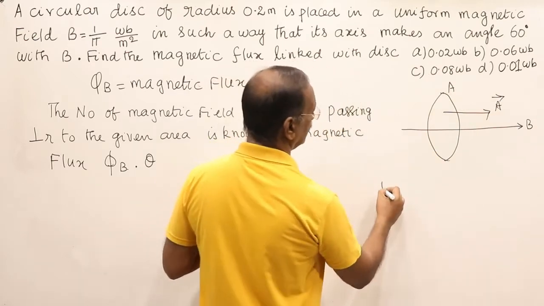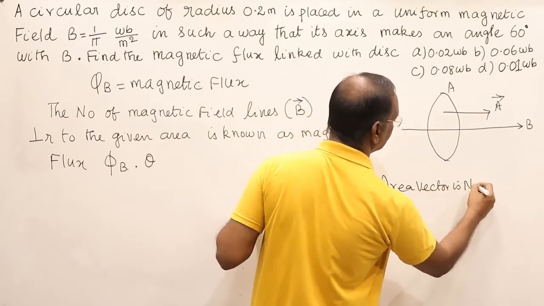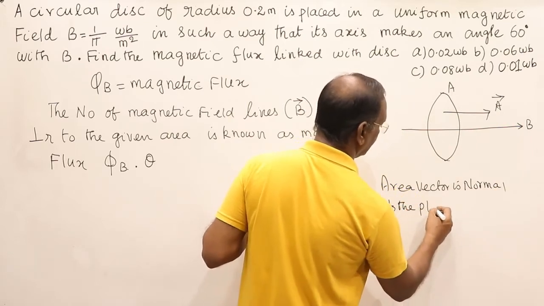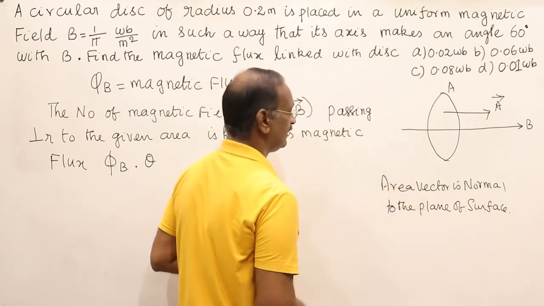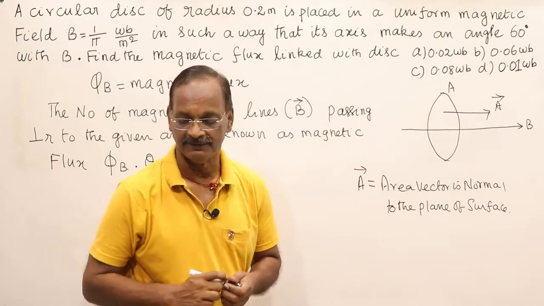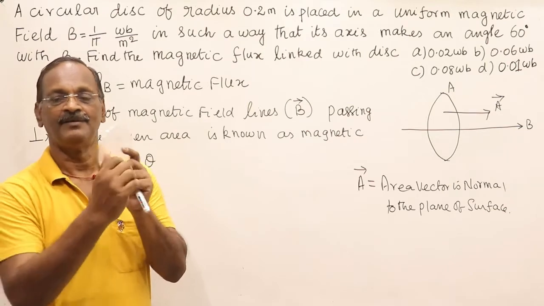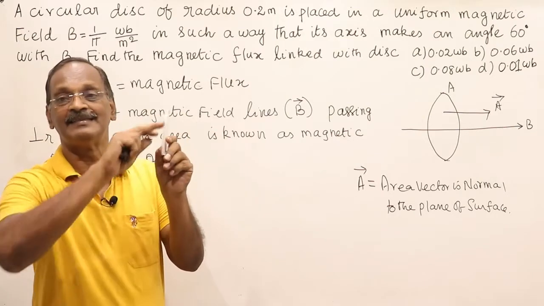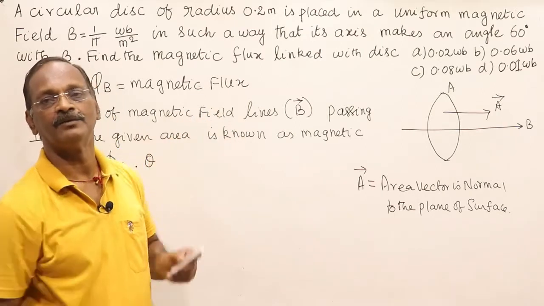The area vector is normal to the plane of the surface. We must understand that the area is different and the area vector is different. If this is a flat disc, the direction perpendicular to its surface is called the area vector. This is the area, and this is the area vector, which is normal or perpendicular to the surface.